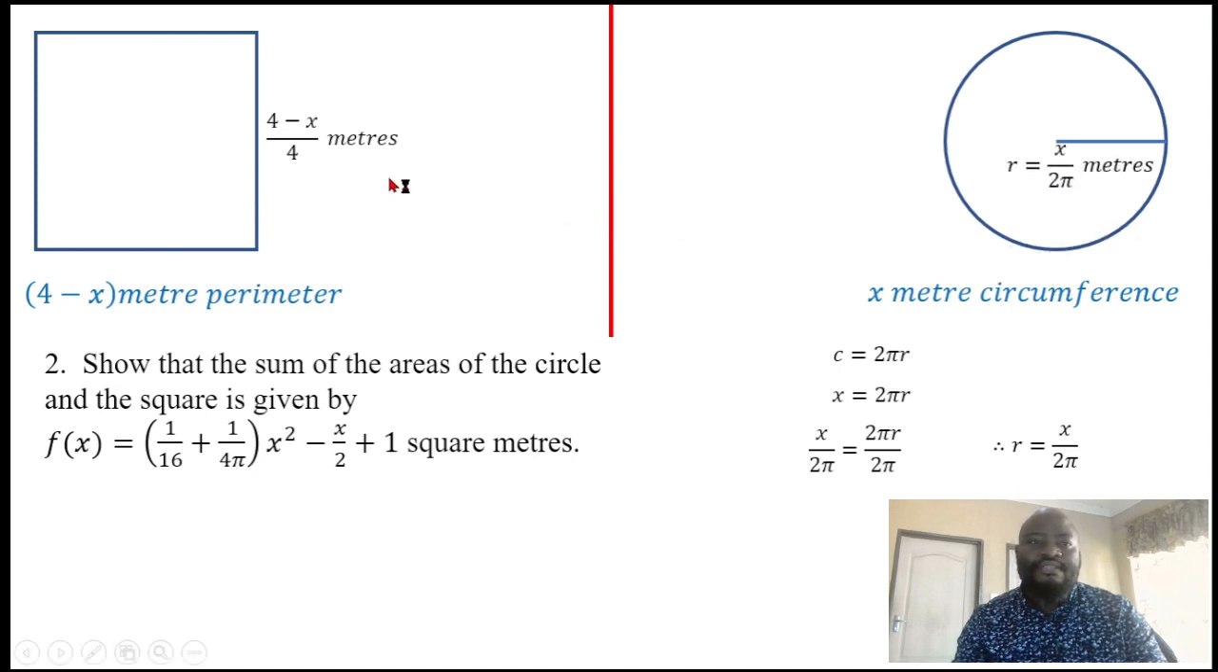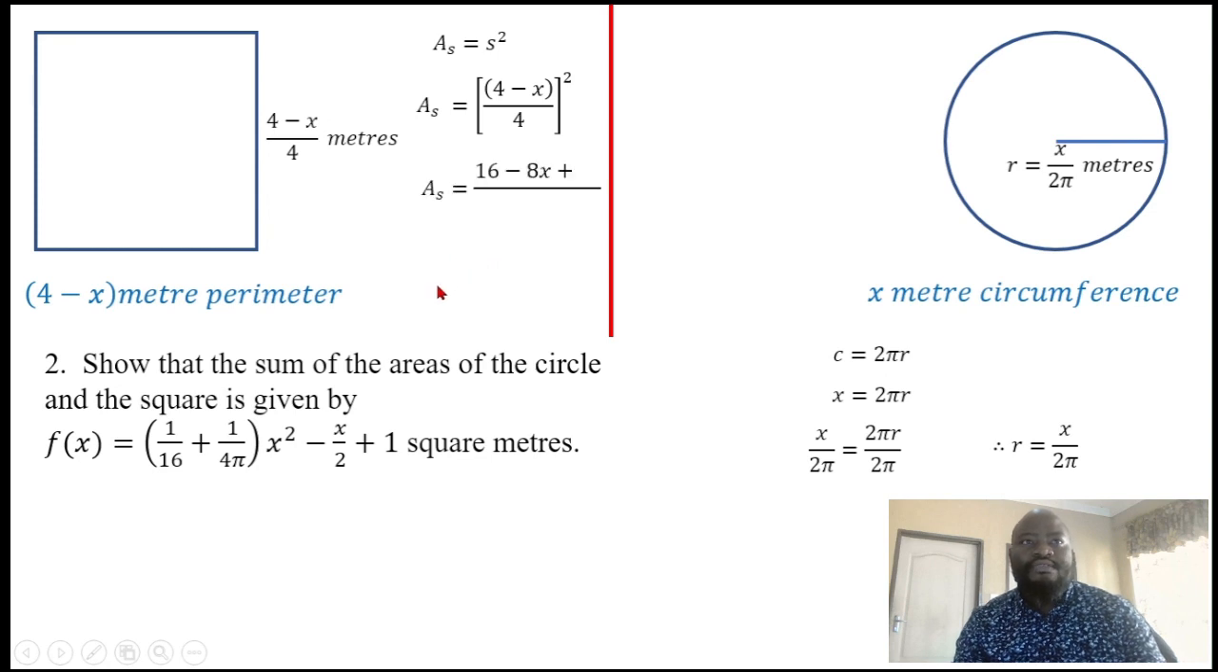Now we come to this side and calculate the area of this square. We know that the area of a square is simply A equals s squared. Then substituting that side that we got here, we get A equals 4 minus x over 4, all squared. Then we multiply that out, we get 16 minus 8x plus x squared all over 16. Then dividing each term in the numerator by the 16 in the denominator, we get 1 minus x over 2 plus x squared over 16.